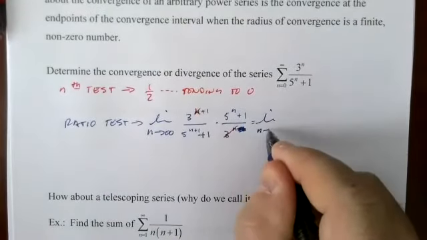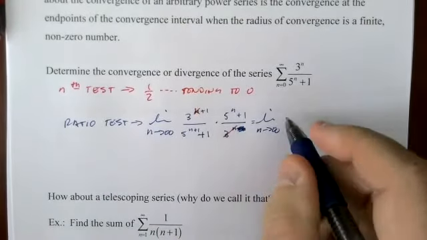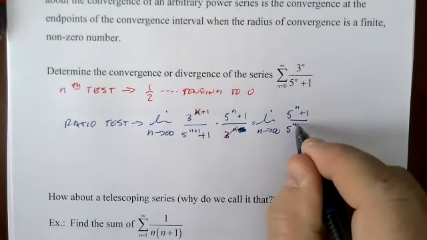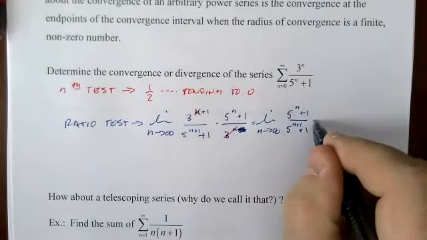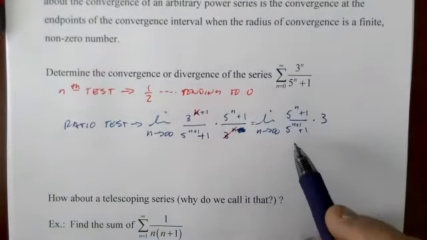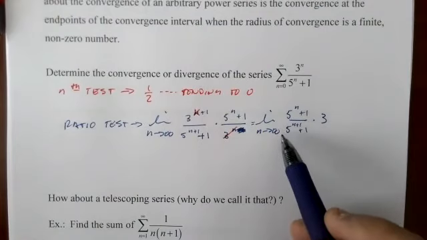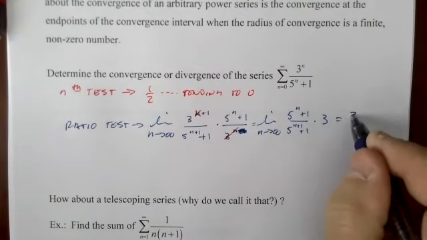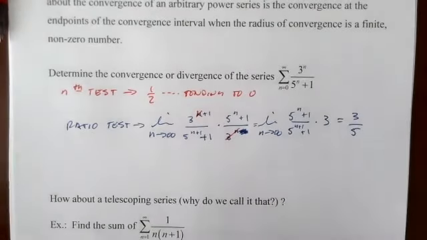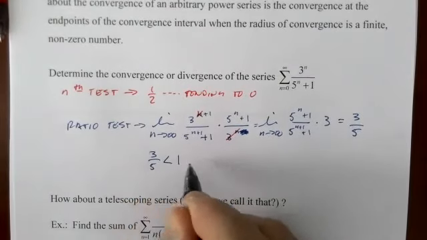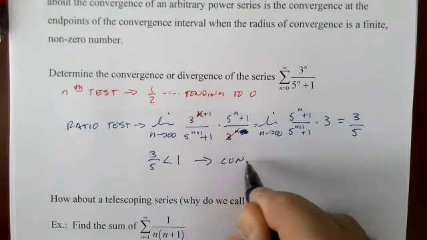Limit as n approaches infinity of 5 to the n over 5 to the n plus 1, times 3. And so this is annoying to people, you know, when n gets freakishly large, we can ignore the 1, and just end up with a 5 on the bottom. End up with 3/5. 3/5 is less than 1, converges.